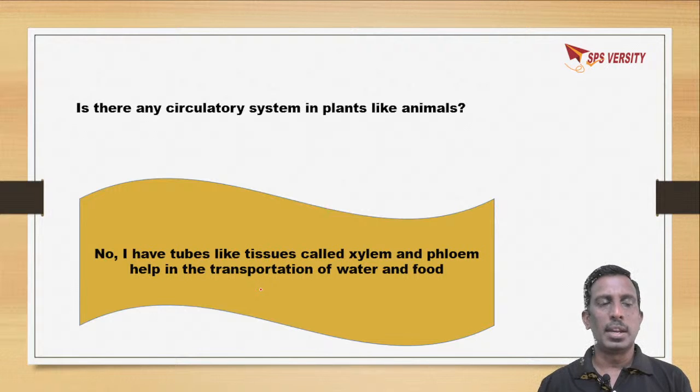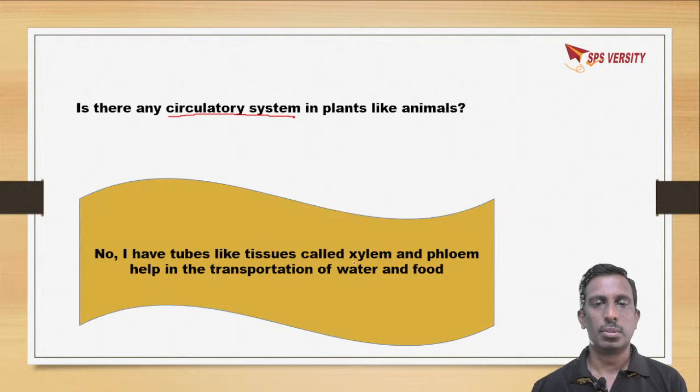So when you come to plants, even though there is no circulatory system like animals, they have tube-like tissues. These tube-like tissues are called xylem and phloem. इस xylem और phloem के द्वारा water और food transport होता है. So xylem mainly helps in transport of water and phloem helps in the transport of food.